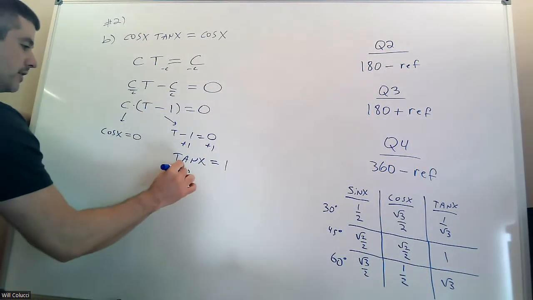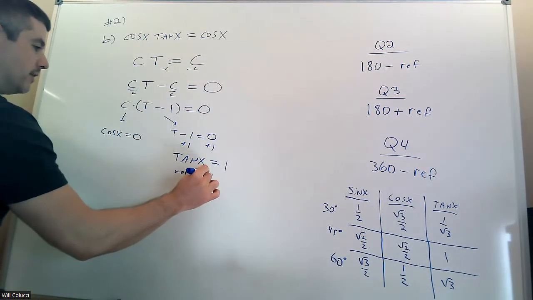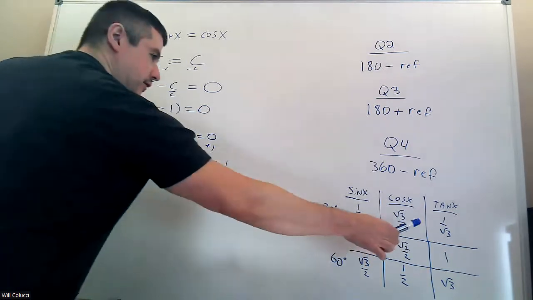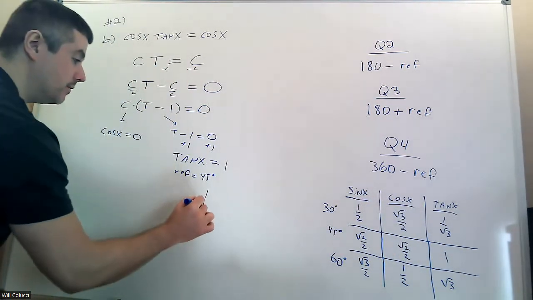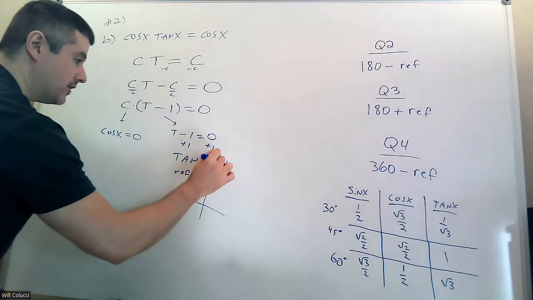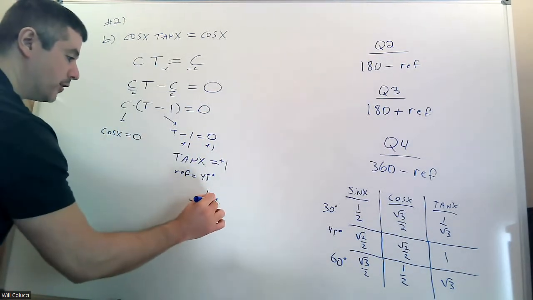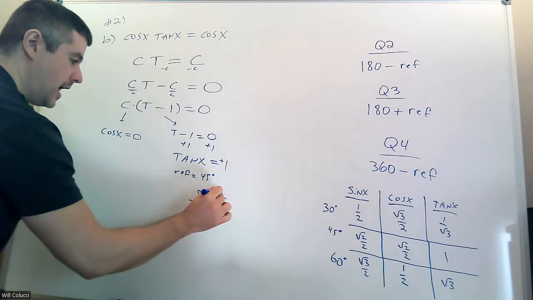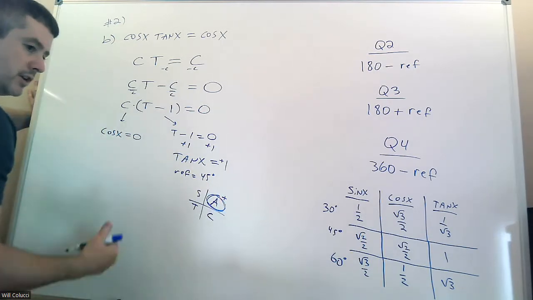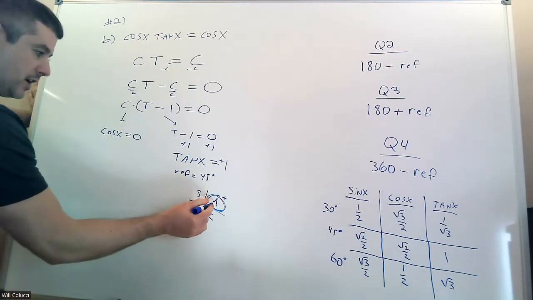So my reference is going to be 45. How do I know that? Because that's where I see the 1 for tan. Now I just have to figure out where it lives. Remember, this time I have a positive. So I'm looking for places where tangent is positive. Definitely here. Everybody is positive in quad 1. Sine, cosine, tan, everybody's positive there.